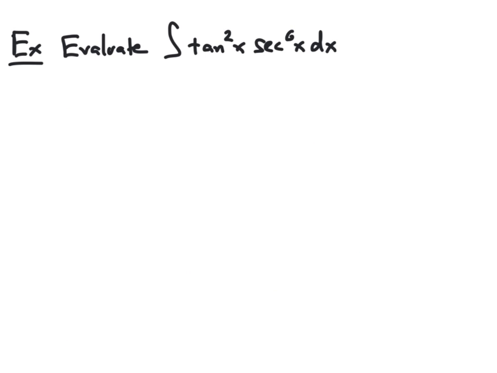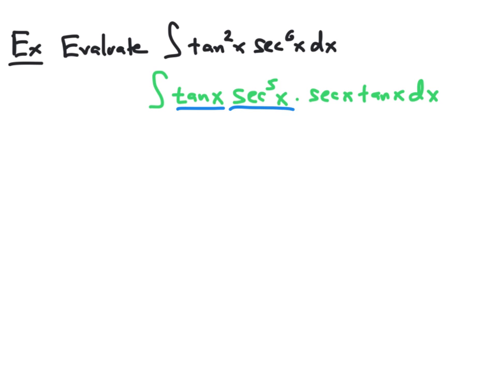In this first example, we're asked to evaluate the integral of tangent squared x secant to the sixth x dx. The first step is to isolate either a secant squared or a secant times tangent. If we attempted to isolate secant x tangent x, as shown here, what we would be left with is the tangent of x times the secant to the fifth of x.